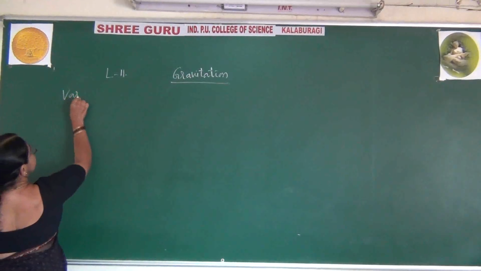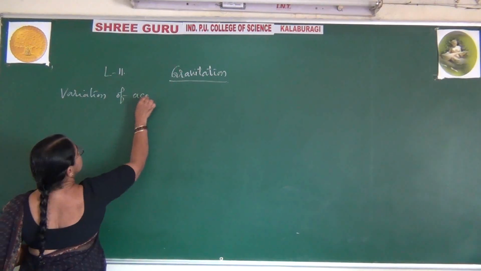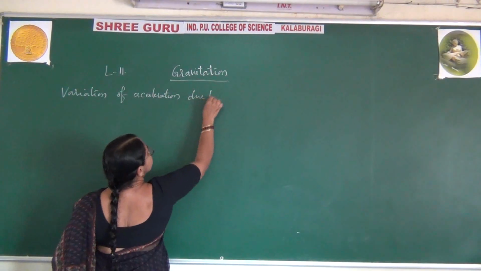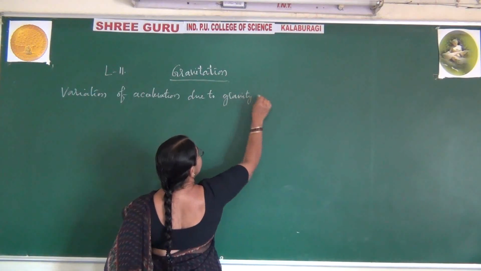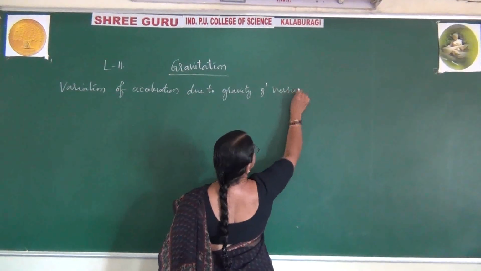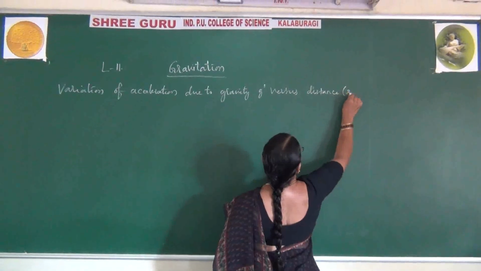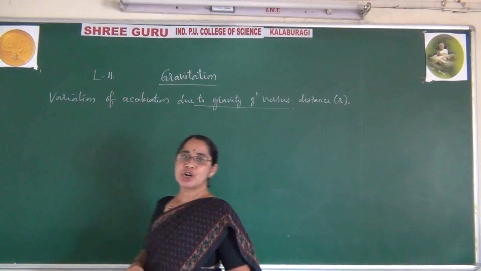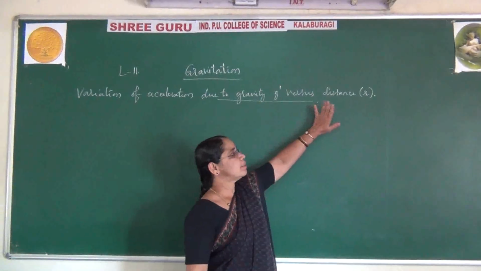Variation of acceleration due to gravity, where I can say g dash, versus distance r. I can take small r, you can also take capital R, you need not worry about small r or capital R. Here I have taken distance represented by r.